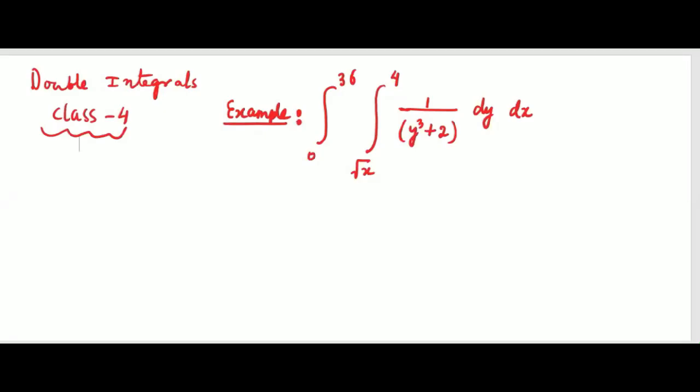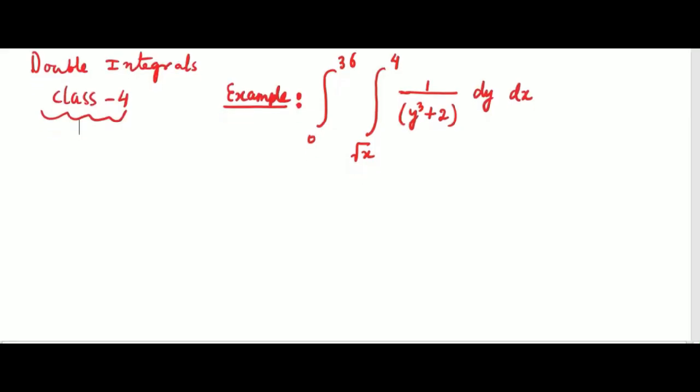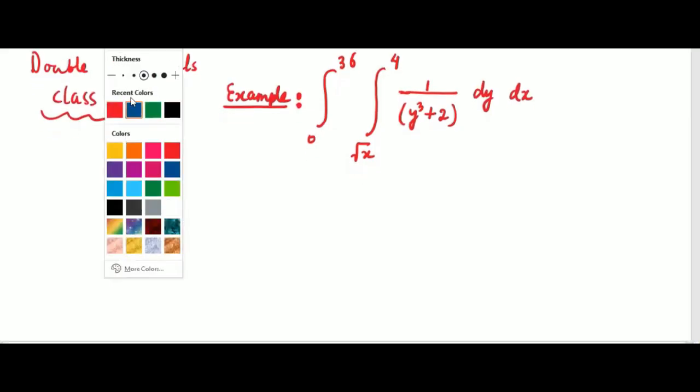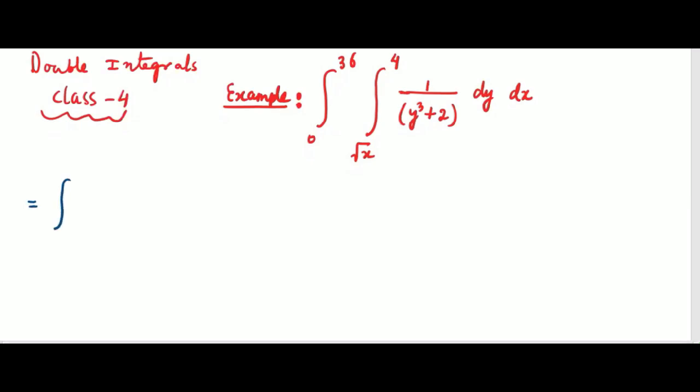Now, this is the question: the integral from 0 to 36, square root of x to 4, 1 upon y cube plus 2, dy dx. Seeing the question, you need to decide what are the limits of x and what are the limits of y. Naturally, you would do this way: first dy, then with respect to dx. If I write this way, that is equal to 0 to 36, dx will come here.